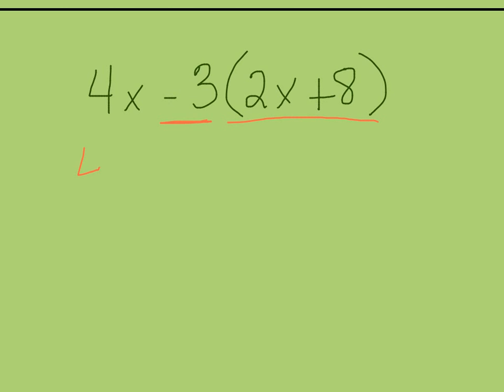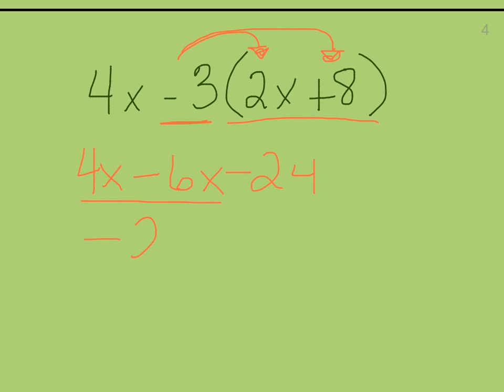So I'm going to drop the 4x down, and then I'm going to distribute that negative 3 times each of these. So that would give me negative 6x minus 24. And then I would combine those two like terms, which would just be negative 2x minus 24. And that would be the answer on that. I just wanted to make sure I did one of those examples so you would remember what to do. If it's not in parentheses like this, then that means you are not doing two polynomials together.